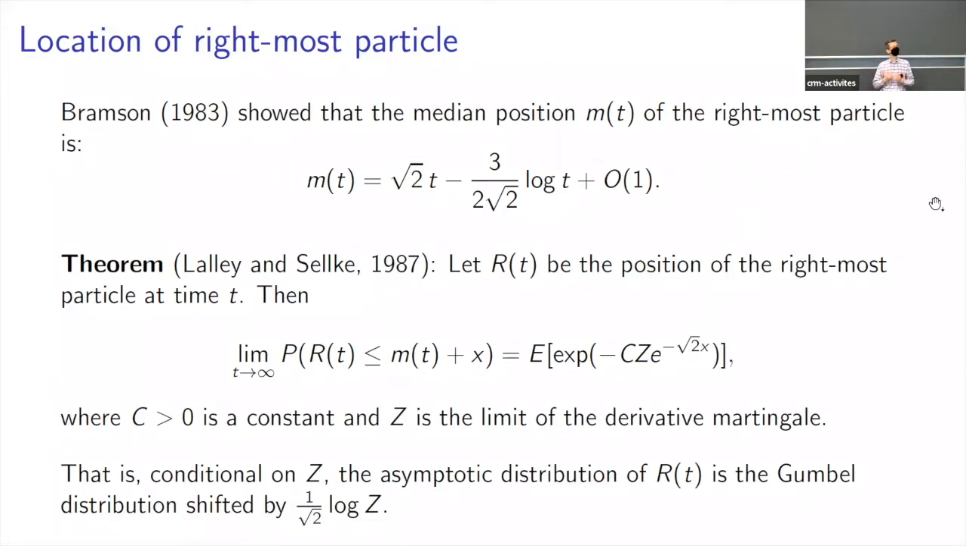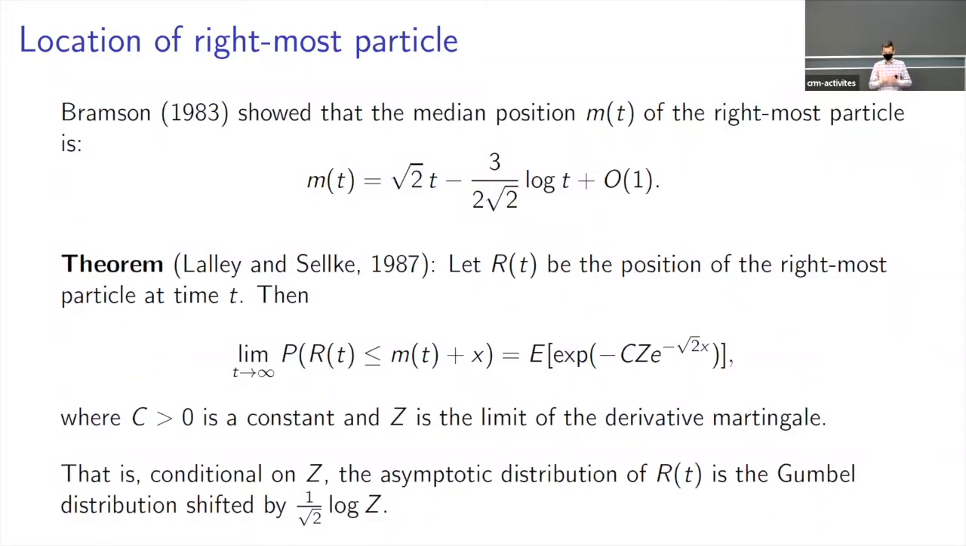Now, a few years later, Lalley and Sellke obtained a more precise result. Again, we'll let r(t) be the position of the rightmost particle at time t. And they showed that the probability that the rightmost particle at time t is less than or equal to the median position plus x is given by the expected value of e^(-c z e^(-√2 x)). So here c is a constant and z is the limit of that derivative martingale.